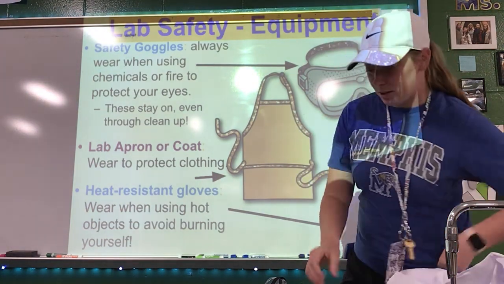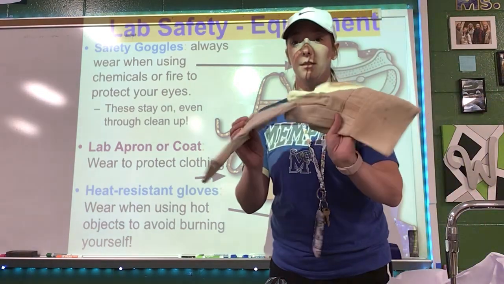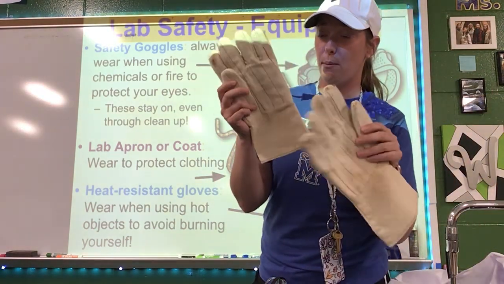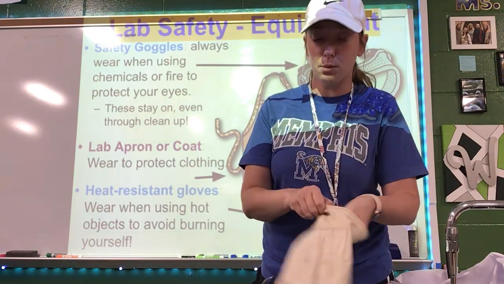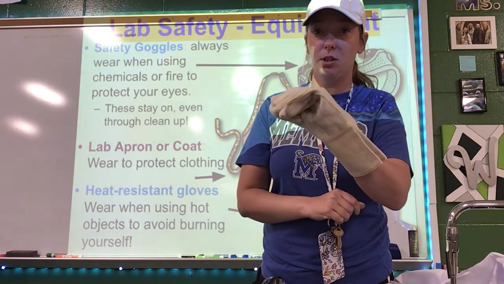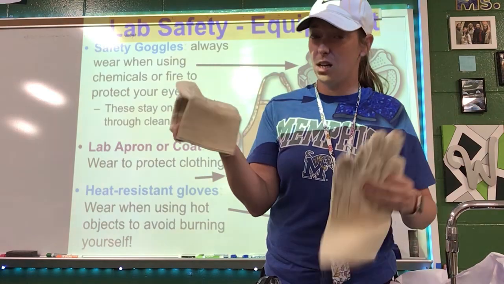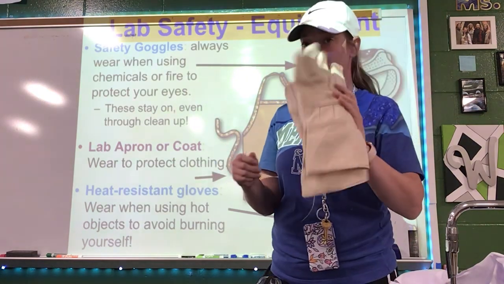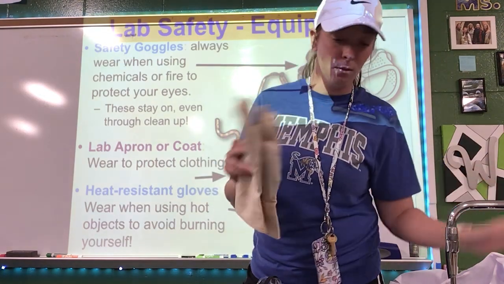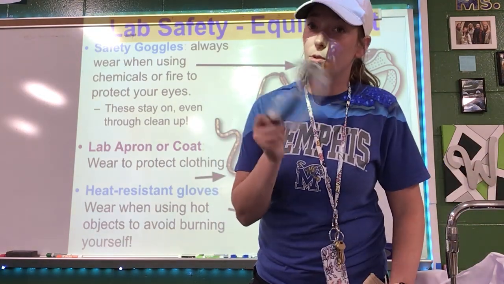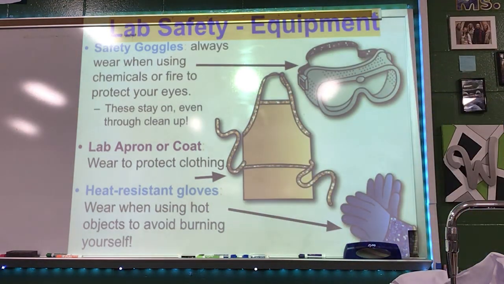And then we get to heat-resistant gloves. These are used for hot objects to avoid burning yourself. Our gloves look like this. Every lab station has at least a pair of these. These are great for using with beakers and Bunsen burners. If you need to grab something that's hot, you just put them on and pull it out. They shouldn't burn you. You won't really feel any heat coming through them. So these are great. If you ever get to a lab station and these aren't in there for whatever reason, or if you can't find your goggles, come talk to me and I will make sure you get the needed supplies.